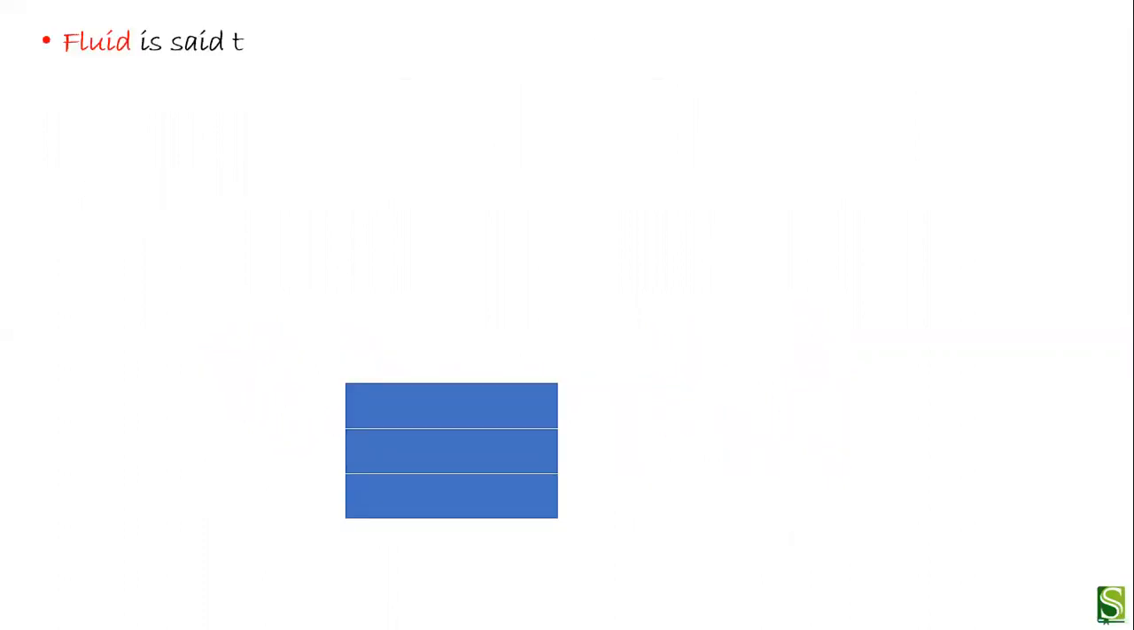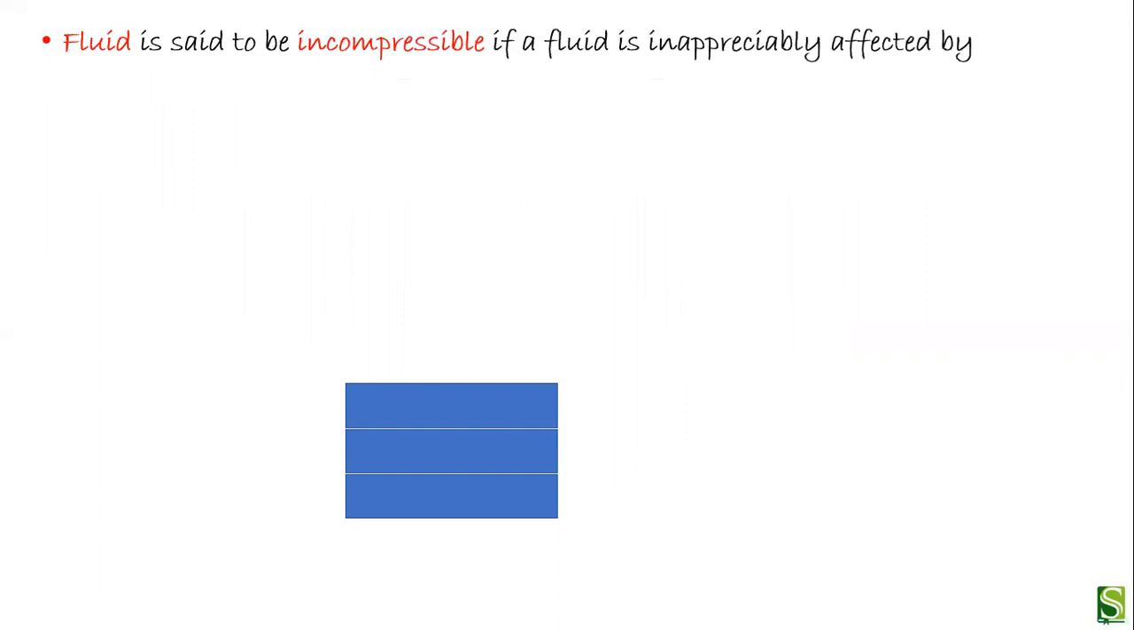Now what is a fluid? What we have said earlier, fluid consists of liquids and gases. Now we know that gases get affected by changes in temperature and pressure, and hence now we will have to modify the definition of fluid. So what is a fluid?